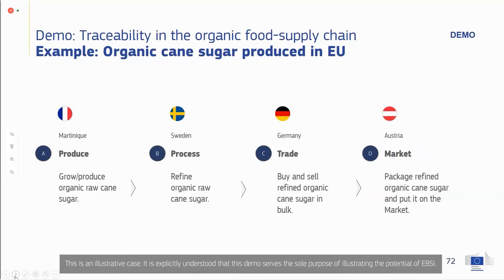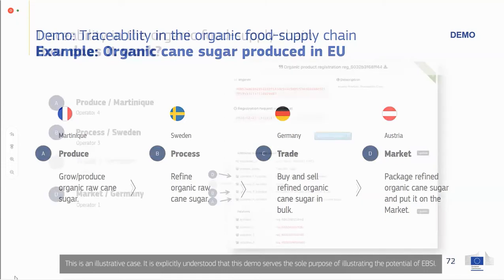So the product that we are going to see its traceability chart is organic cane sugar, and you can see on your screens we have the sugar grower in Martinique, and then the sugar goes to the refinery plant in Sweden. Then there is a trader in Germany who's buying and selling this refined sugar in bulk. And there's an Austrian operator who is buying the refined sugar in bulk from Sweden through Germany. And this Austrian operator is packing the product and putting it on the market.